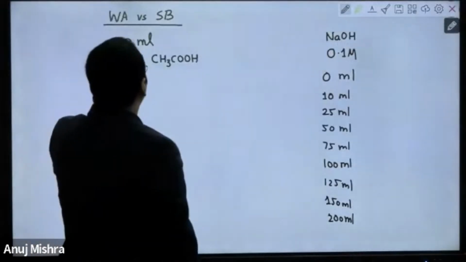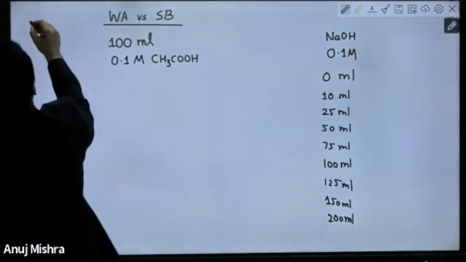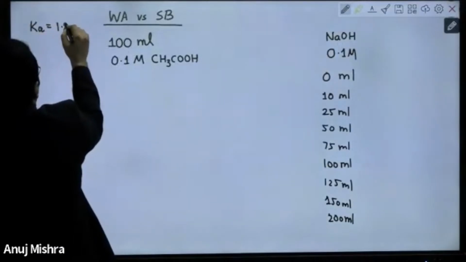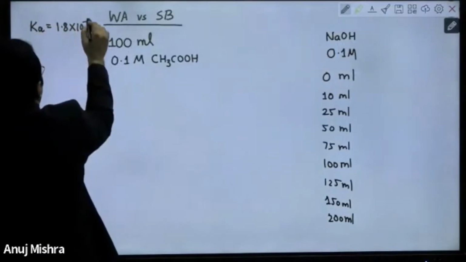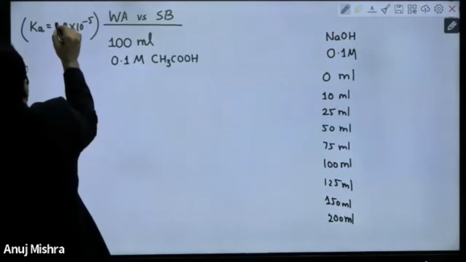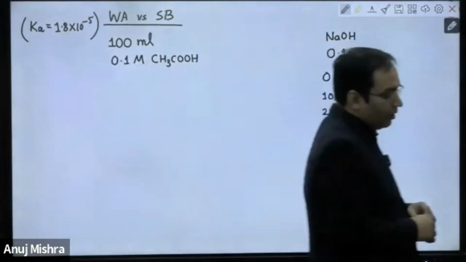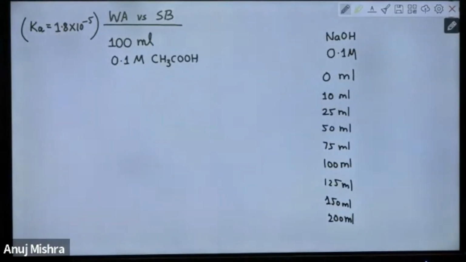So mathematically speaking, this is a weak acid. Its Ka should be given. What is Ka? Dissociation constant of weak acid. Its value is 1.8 times 10 to the power minus 5. Note down. Okay. Shravya, can you recall the weak acid dissociation constant K? Have you heard of this term?